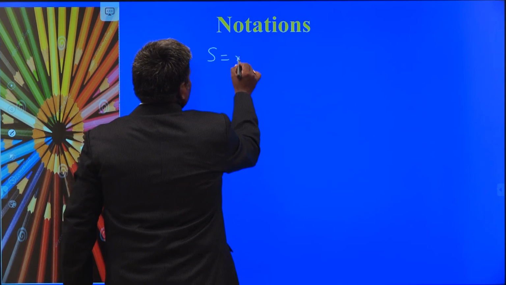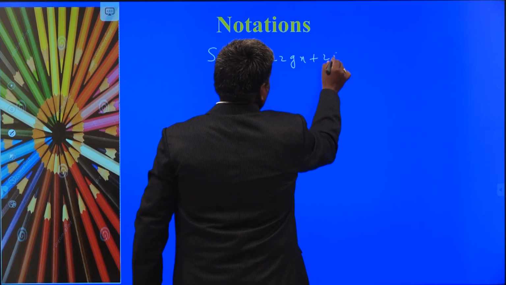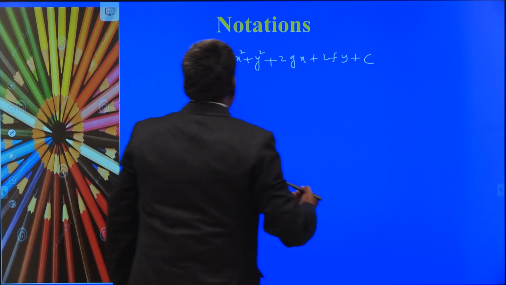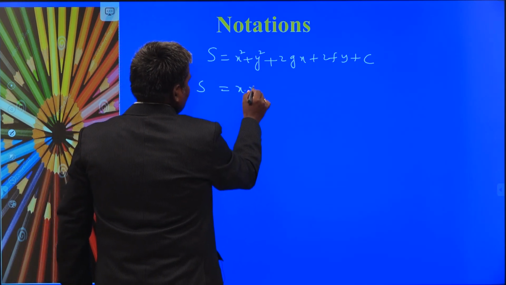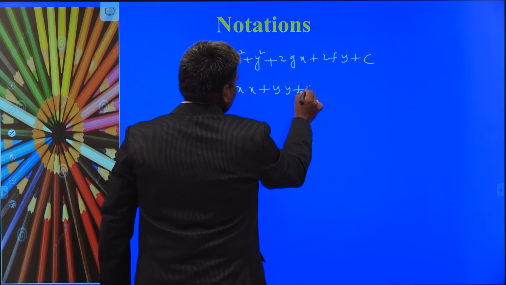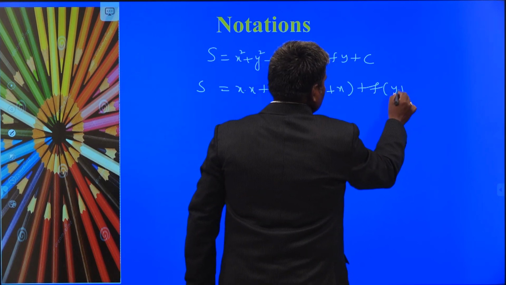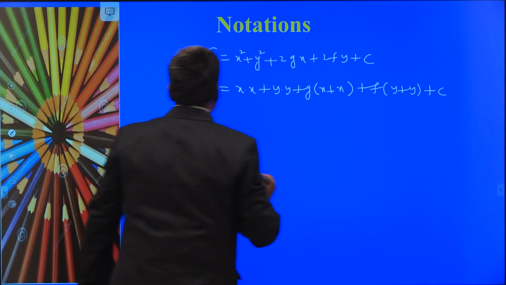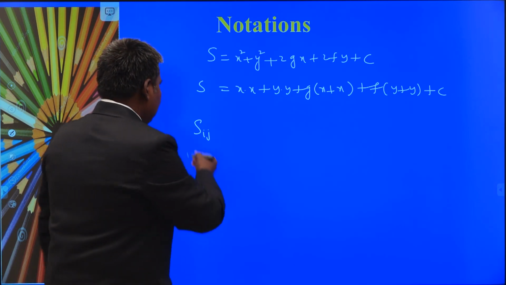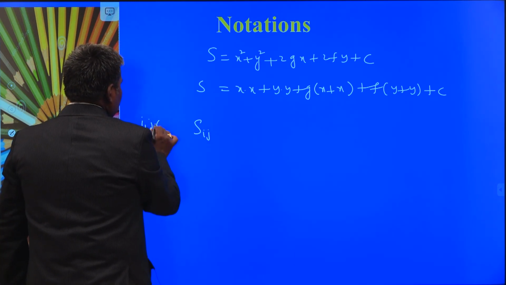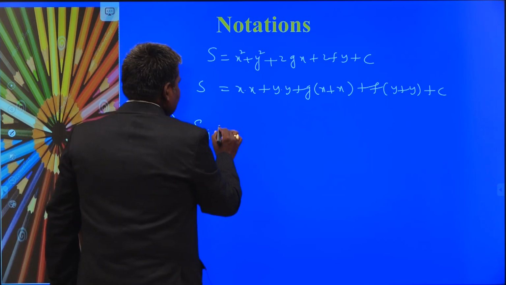Next. S is x square plus y square plus 2gx plus 2fy plus c. We are going for the next notation. The same S can be written as x into x plus y into y plus g times (x plus x) plus f times (y plus y) plus c. The next notation is Sij. Earlier we have seen about Si. Here it is Sij. What are i comma j? i comma j also belong to natural numbers. Sij is defined in this manner.